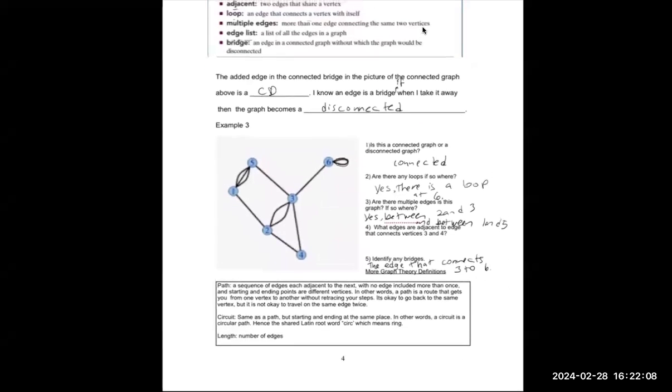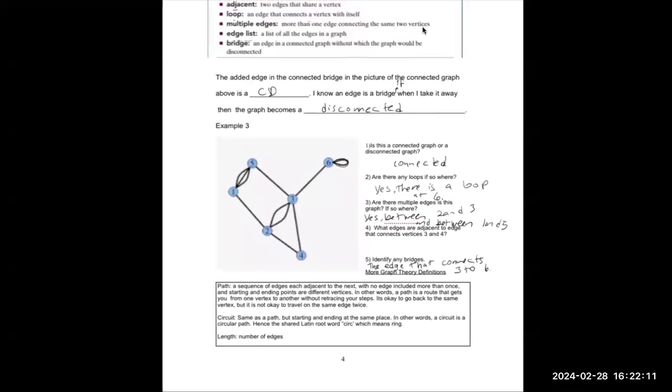All right, so now here we have some more definitions coming your way. A path here at the bottom, well, I'll let you read the scientific and the more exact definition of it, if you will, but I'm going to define, and just to say in layman's terms, a path is a route that gets you from one vertex to another without retracing your steps.